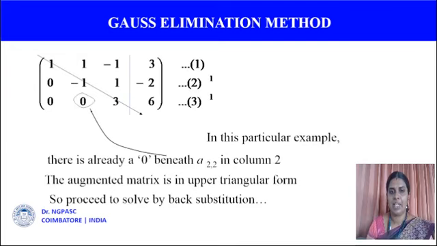So this is your leading diagonal. When you see all the elements below the leading diagonal are 0, we have reached the upper triangular form. So now we can use the back substitution method.